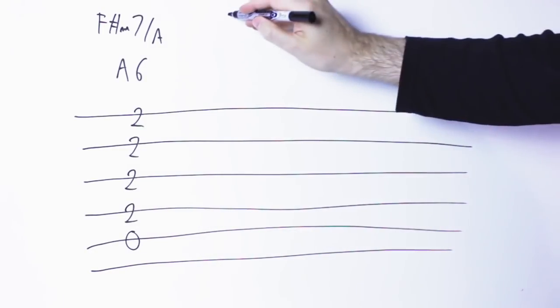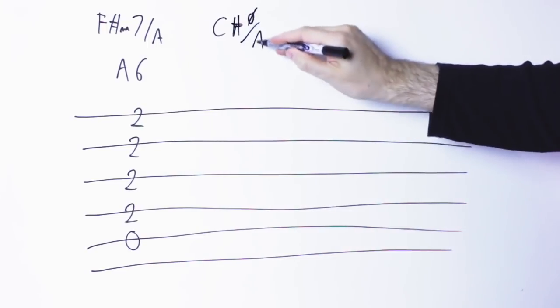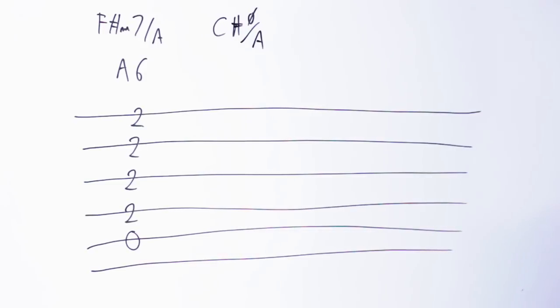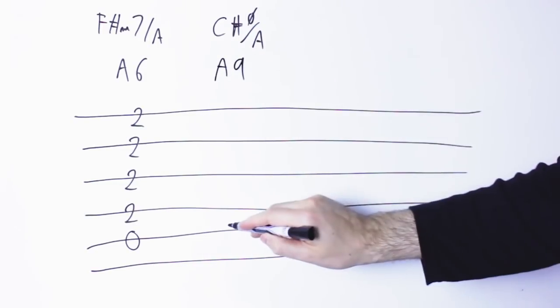Then I'm going to take the C sharp half diminished chord, that some of you call a C sharp minor 7th flat 5, and play it again with a bass of A. What I get is an A9 chord.